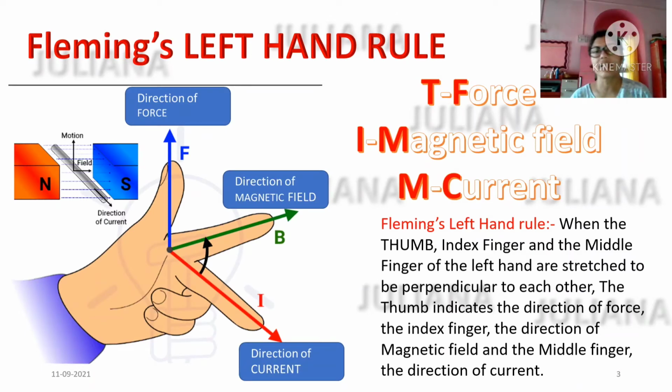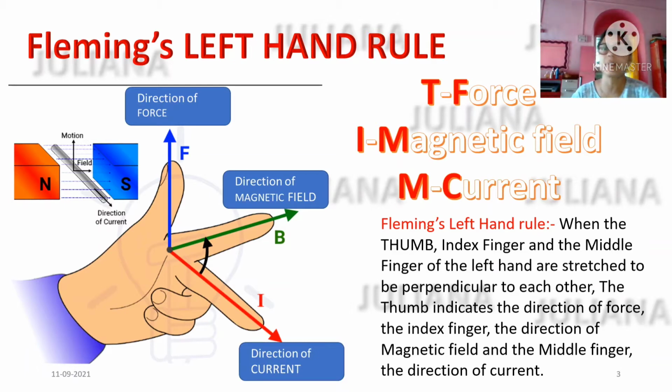Now, if you take your left hand and place your three fingers, that is your thumb, your index finger, and the middle finger perpendicular to each other. Remember, each one has to be perpendicular to the other. So first the thumb is perpendicular to the index finger, and the index finger in turn is perpendicular to the middle finger. So once you have placed your fingers in this fashion, let's understand what each finger is indicating.